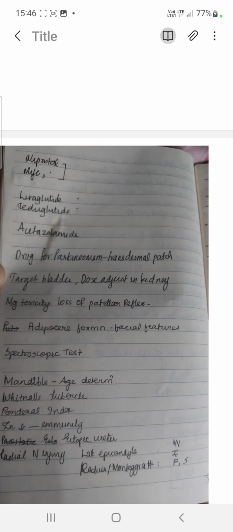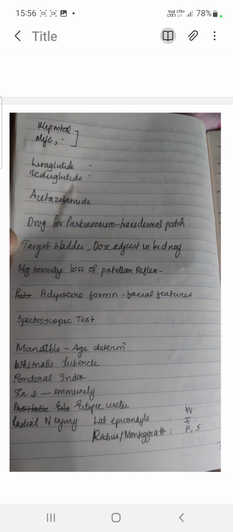Acetazolamide inhibits the carbonic anhydrase enzyme. So H2CO3 is decreased in our blood, causing metabolic acidosis. What happens to the urine? So acetazolamide causes metabolic acidosis and alkalinization of urine.